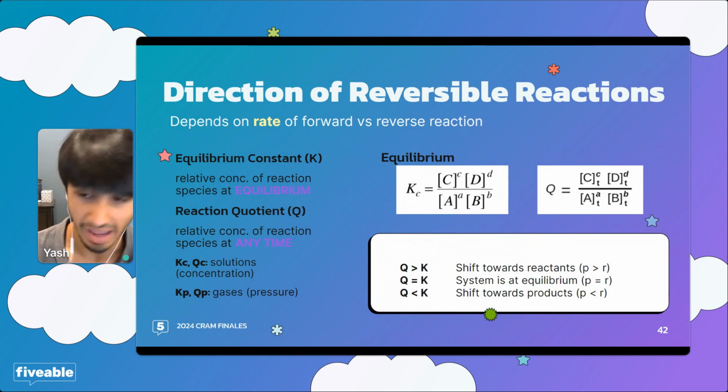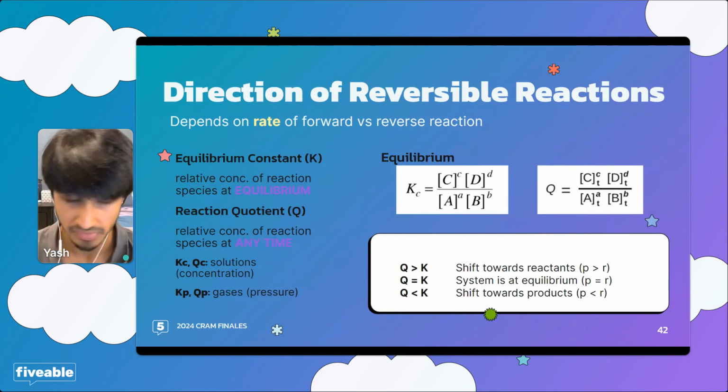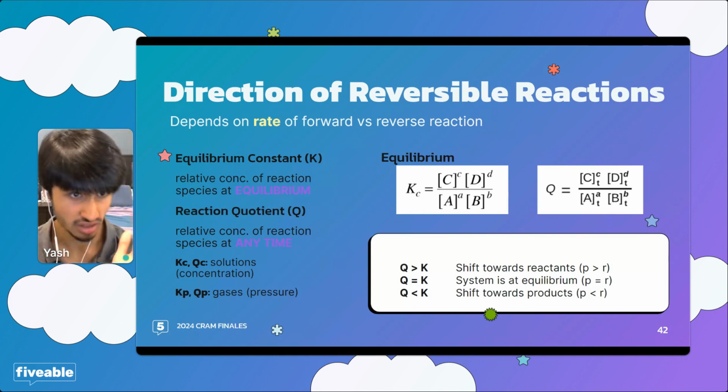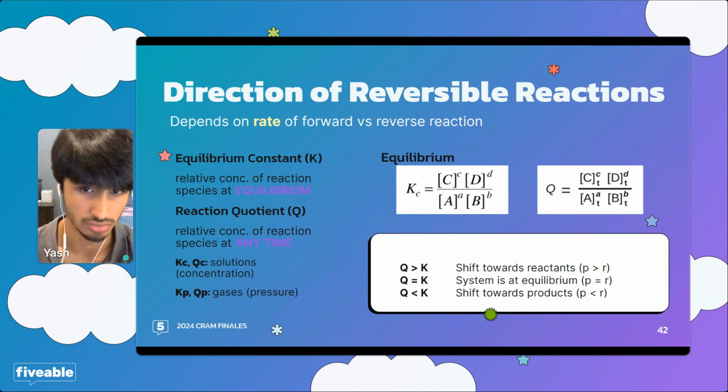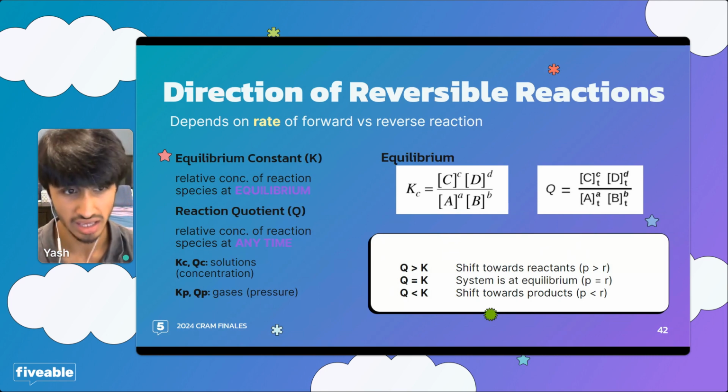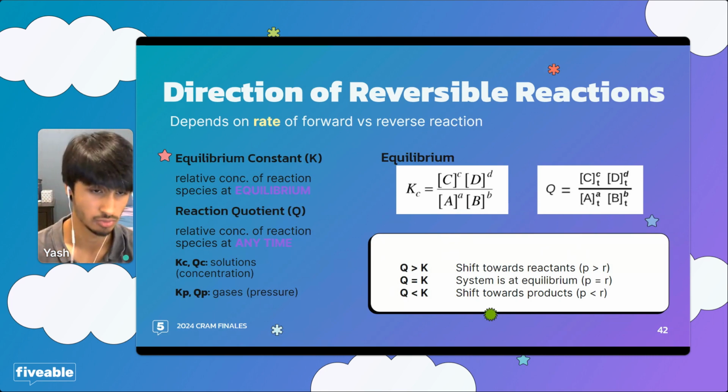So K is really just your equilibrium position. At every time you're not at equilibrium, you're working with Q. So Q is your not equilibrium. If you're an inch off equilibrium or you're a mile off equilibrium, you're still working with Q. Q is calculated the exact same way as K, except the value will be different. And the relative value of Q to K influences the way the reaction will occur moving forward.